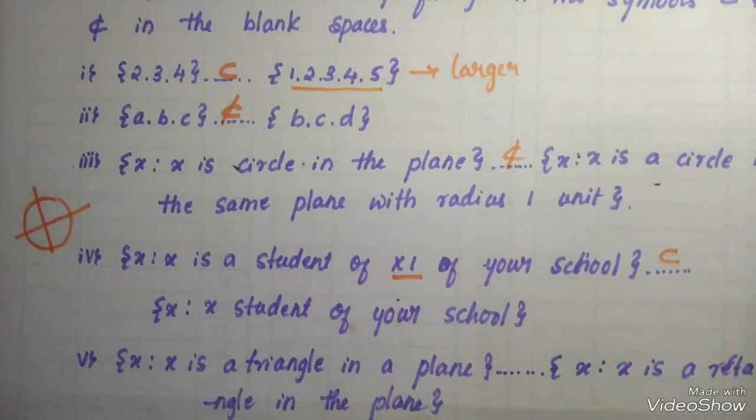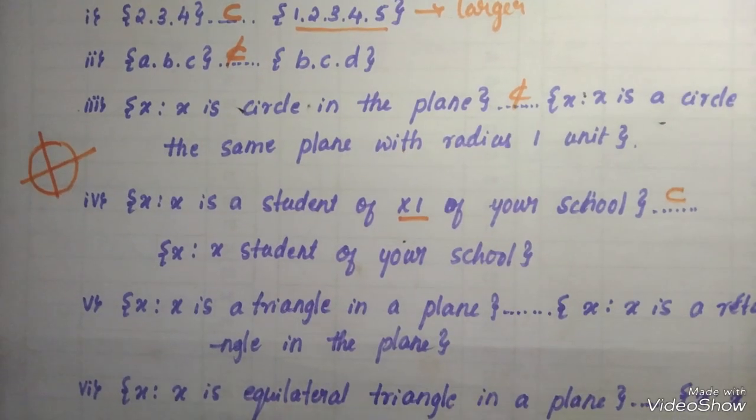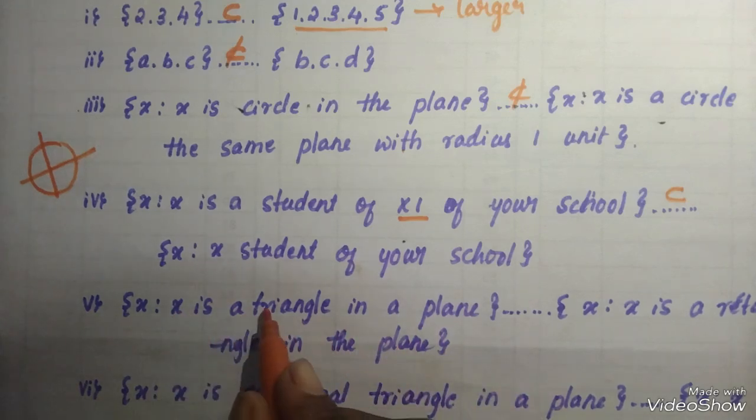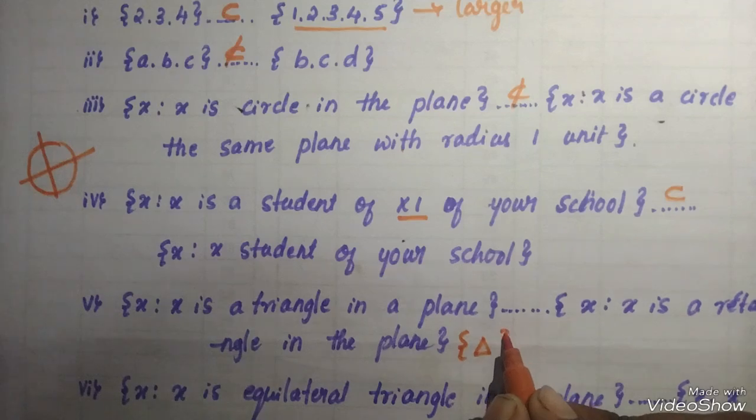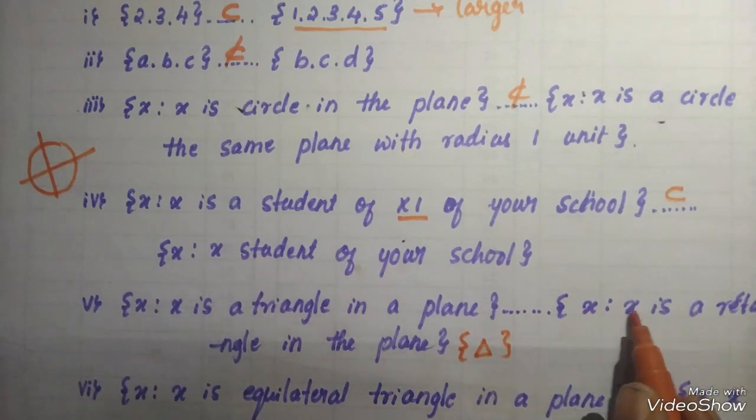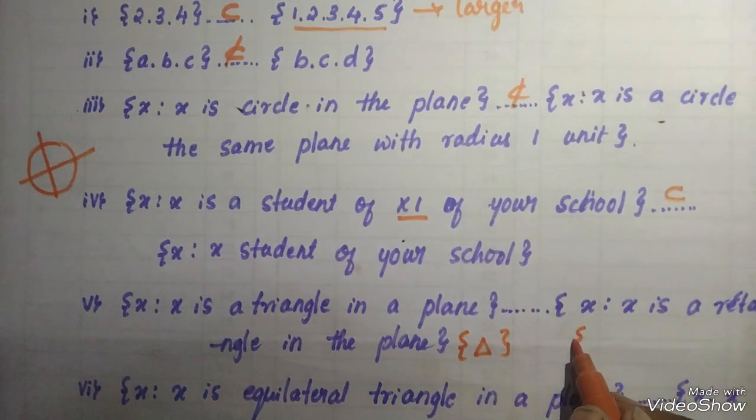Next, question number 6. X is a triangle in a plane. Here there is a set of triangles. Then X is a rectangle in a plane.